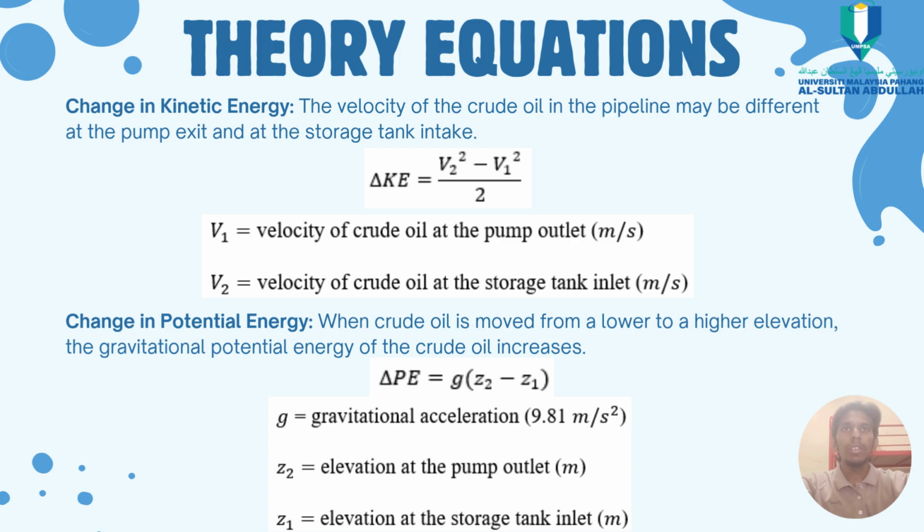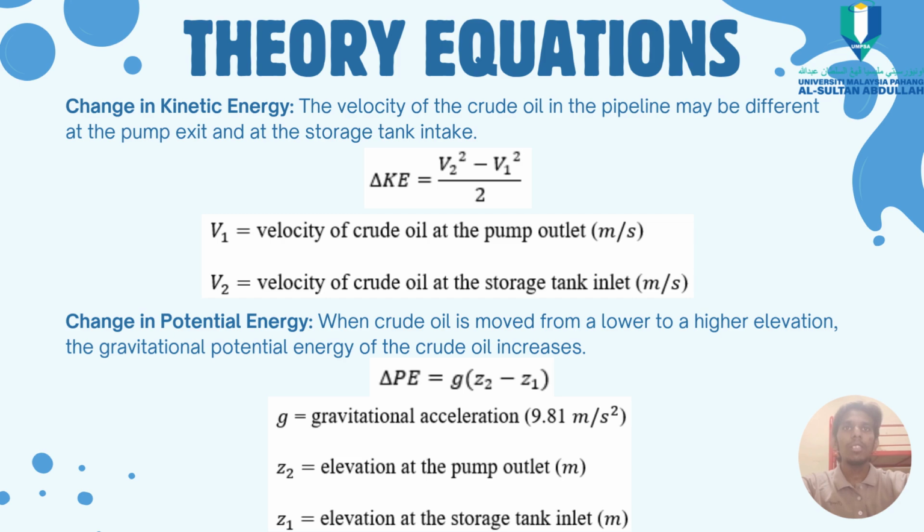This velocity of the crude oil in the pipeline may be different at the pump exit and at the storage tank intake, while the kinetic energy changes in proportion to any change in velocity. So the kinetic energy is per unit mass of fluid. And second is the change in potential energy. The formula for the potential energy is PE equals g times (Z2 minus Z1). g is the gravitational acceleration, 9.81 meter per second squared, Z1 is the elevation at the pump outlet in meters, and Z2 is the elevation at the storage tank inlet, unit meter.